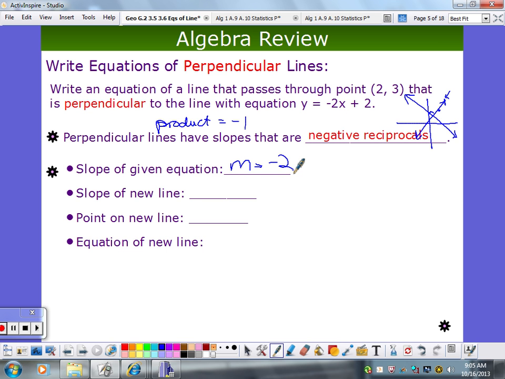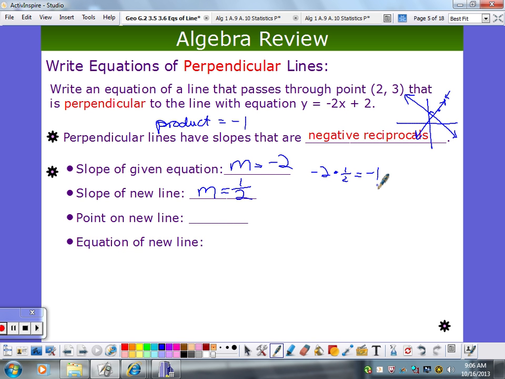Okay. Now I want to be perpendicular. So what is the slope of my new line going to be? 1/2. Tell me how you got that. You multiply -2 by 1/2. Oh, okay, because if you multiply them, you get -1, so we know it's correct. Or you can take the negative reciprocal. Change the sign, invert numerator and denominator. Questions on negative reciprocal? Okay, awesome.